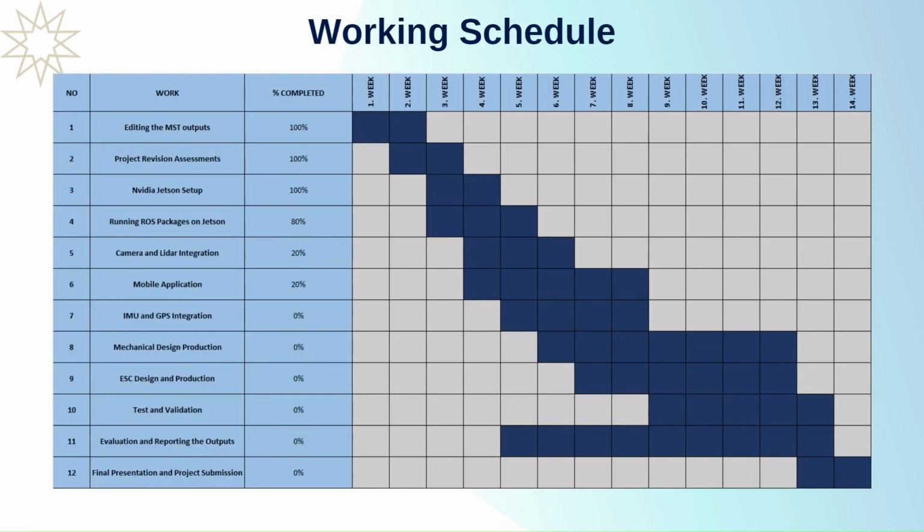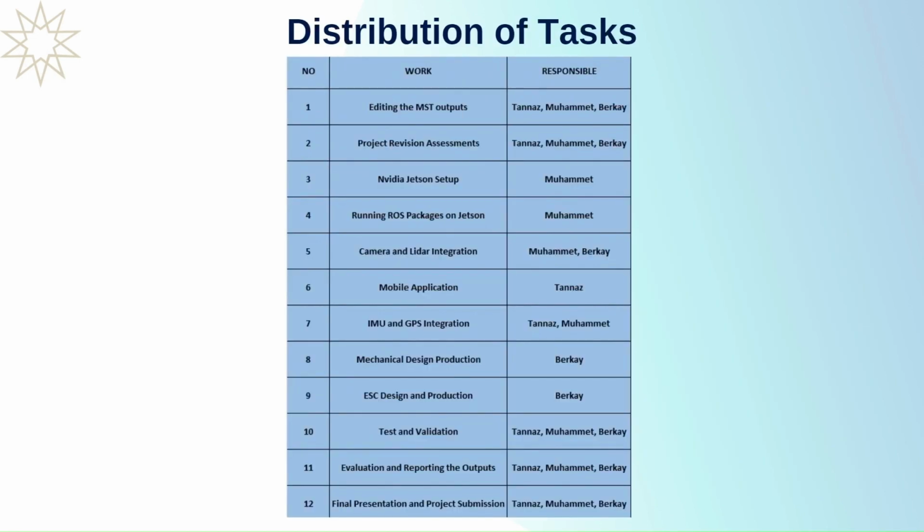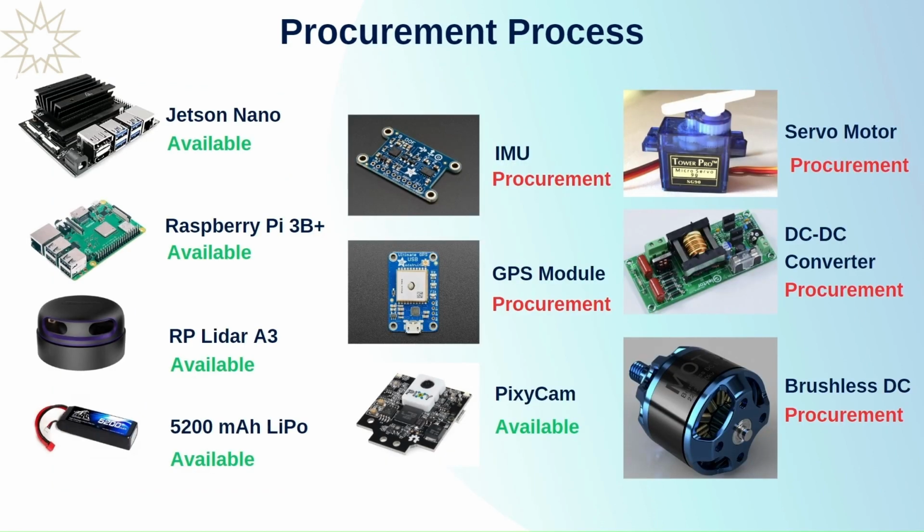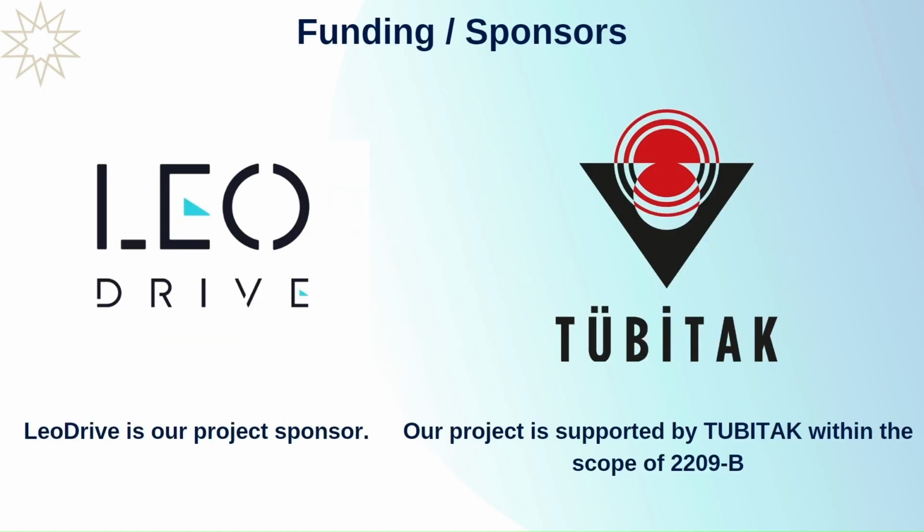Here you can see our work schedule. We are now at the end of the 5th week and we are planning to start work on week 6. Here you can see our task distribution table. During the project process, we have the following parts: Jetson Nano, Raspberry Pi, RPLiDAR, LiPo battery, and PixyCam. The following products are in the procurement process: IMU, GPS module, servo motor, DC brushless motor, and DC-DC converter.